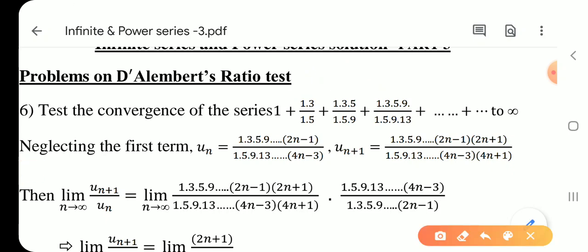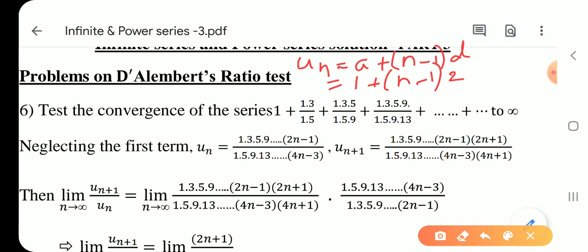So we can find the nth term by using the formula un is equal to a plus n minus 1 into d. I will take the nth term as un. So a is the first term, 1. N minus 1 I will write as it is, common difference is 2. If you solve this, it becomes 1 plus 2n minus 2, that is 2n minus 1. So we have written here 1 into 3 into 5 into 7 up to 2n minus 1 is the nth term.